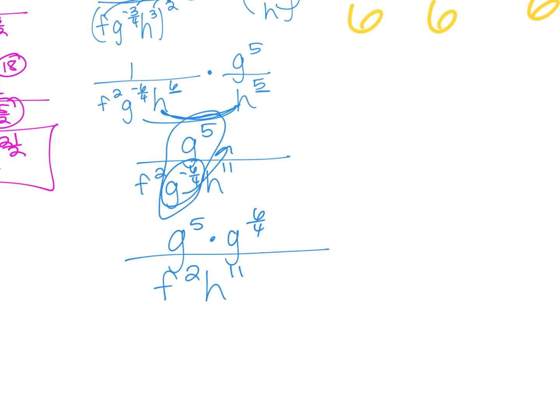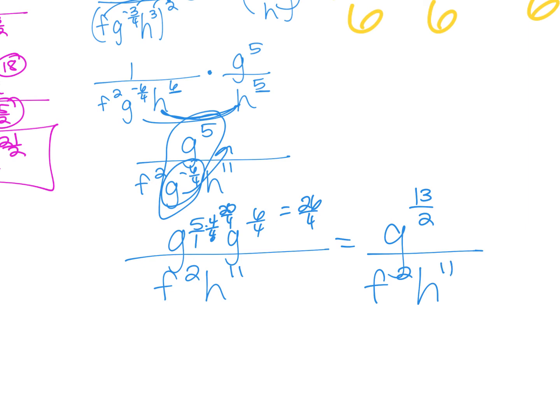So when we multiply, we add the exponents. So I'm going to have to get a common denominator, which is 4. So that's 20 over 4 plus 6 over 4. So that would be 26 over 4, and we can simplify that to 13 over 2.